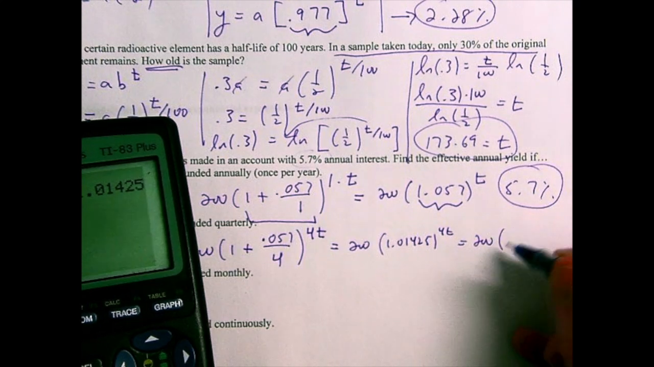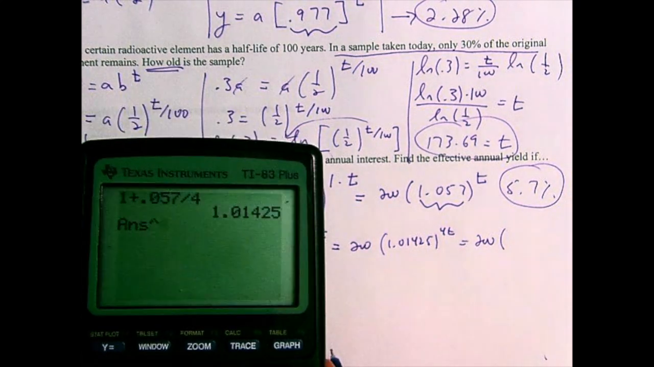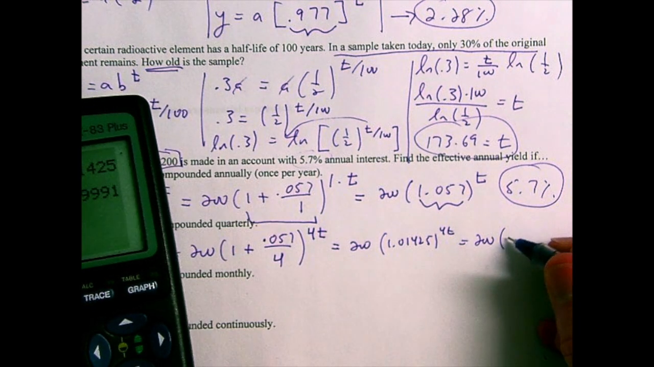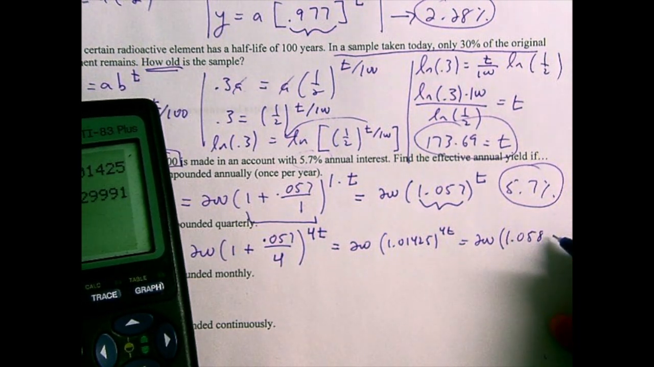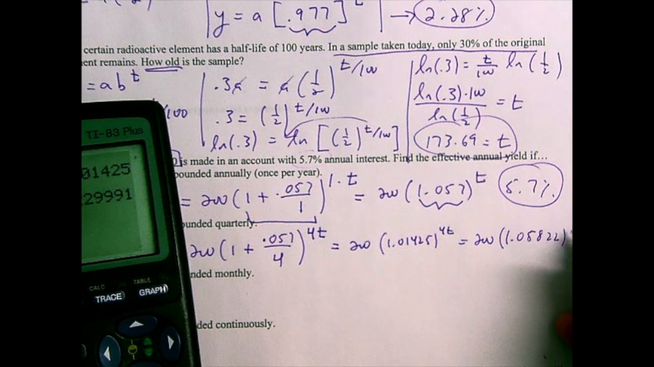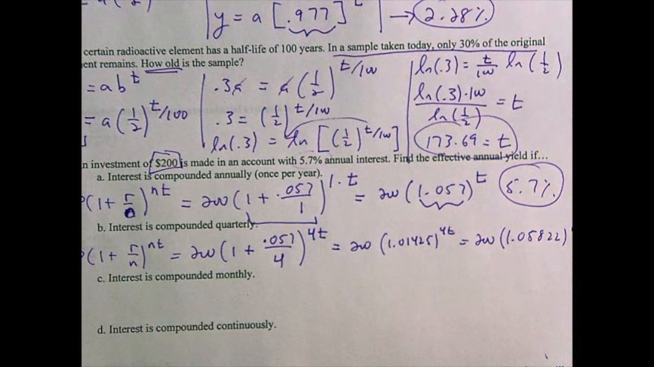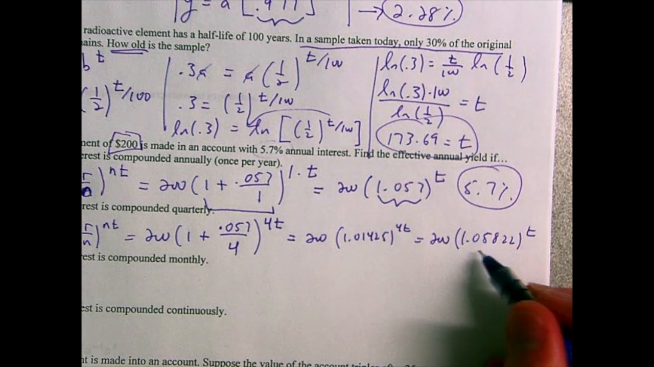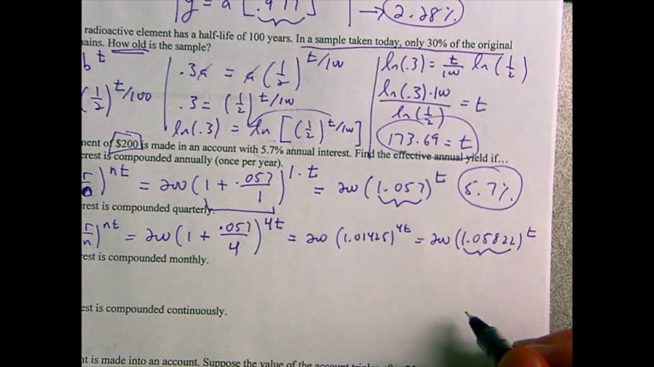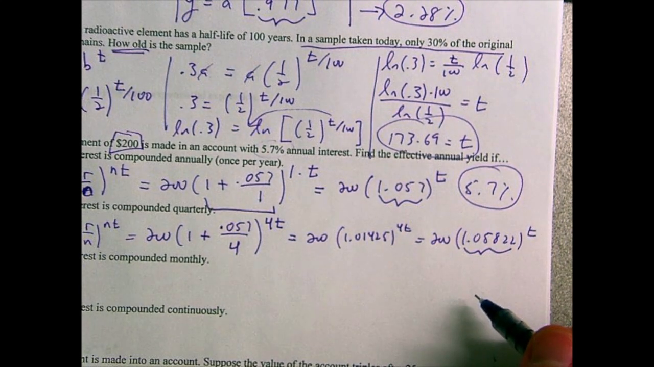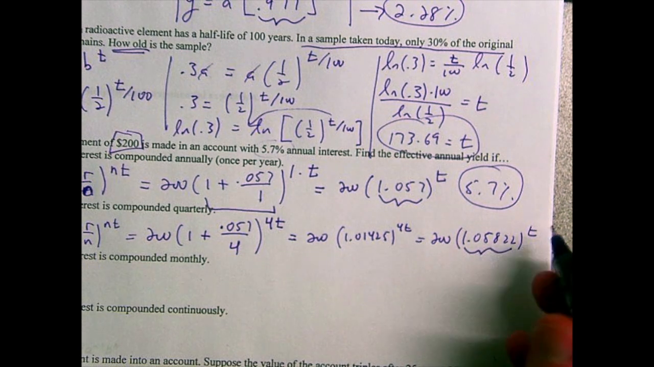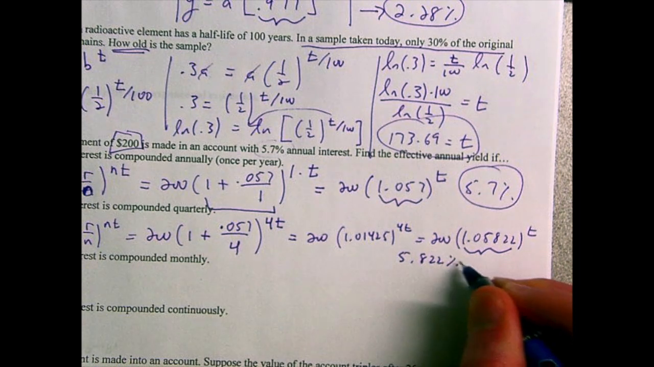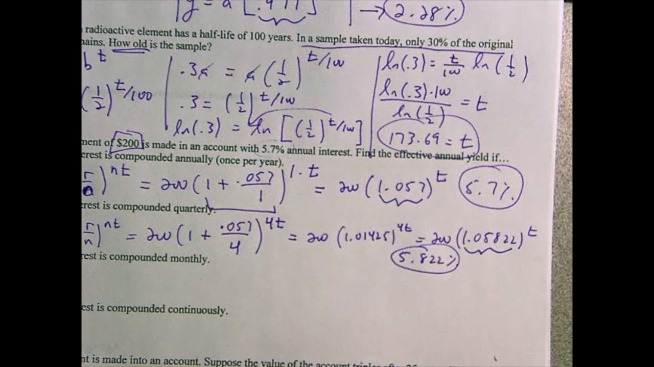So that's the same thing. What is this number to the 4th? It's 1.058, blah, blah, blah. So 1.05822 raised to the t. And now, written in this form, we can see that what we're doing every year is multiplying by this number here. Now, if you're multiplying by 1.058, that means that you're increasing by 5.822%, right? Which is a little bit more than 5.7%.